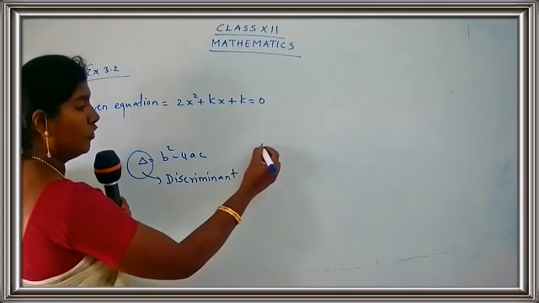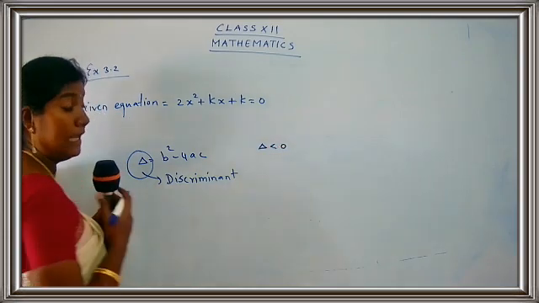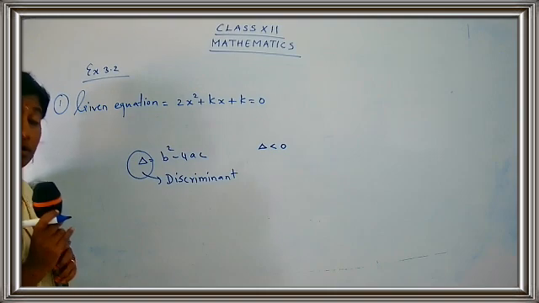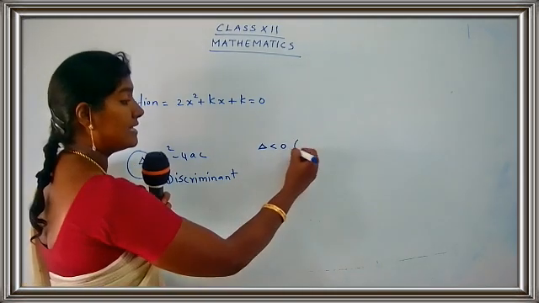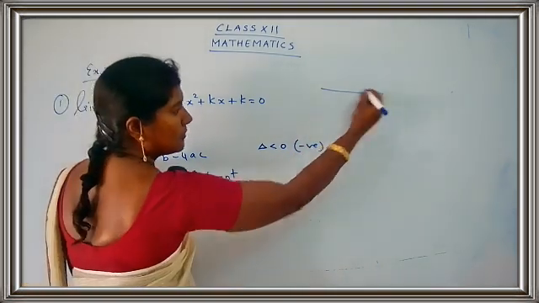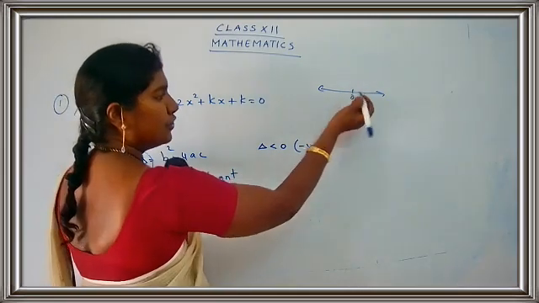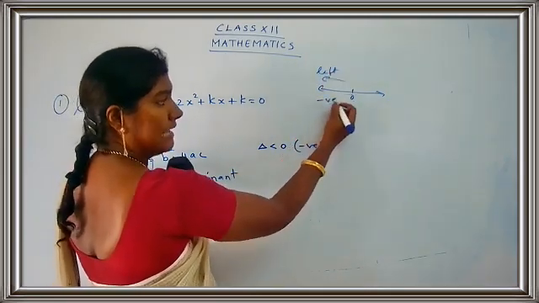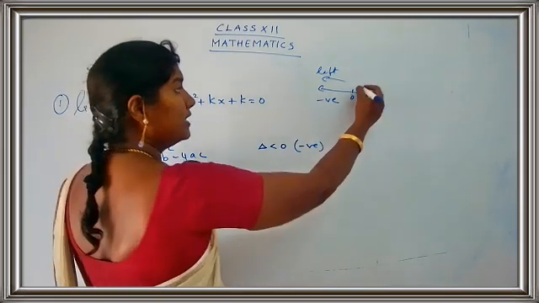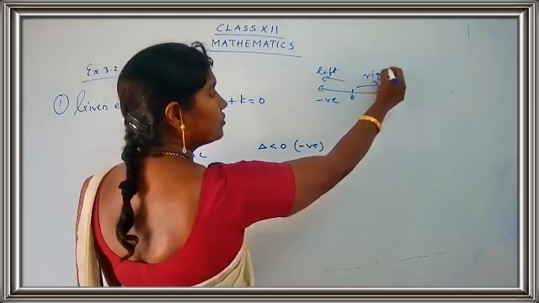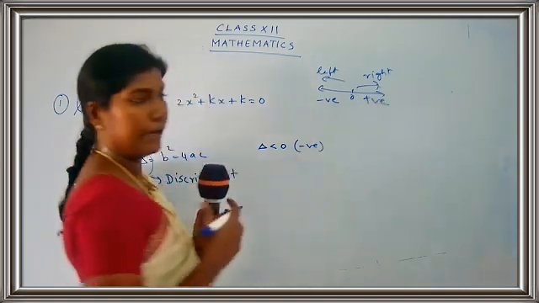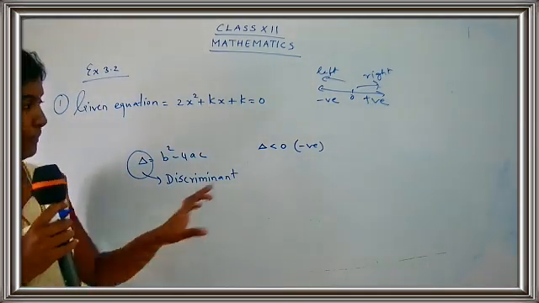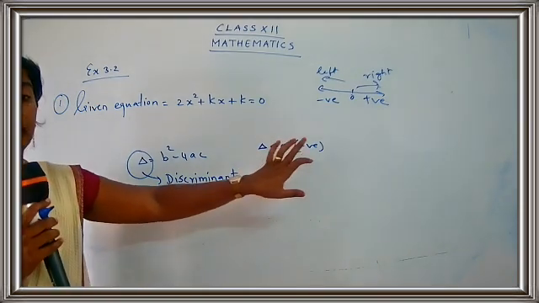If the value of delta is less than 0, what is the meaning of less than 0? Less than 0 means it is having a negative value. Suppose this is a number line, and this is 0. Less than 0 means it comes to the left side, so it is a negative value. Greater than 0 means it goes to the right side, so it will be a positive value. Okay, children, you have to remember the meaning carefully. So delta less than 0 means it is a negative value.